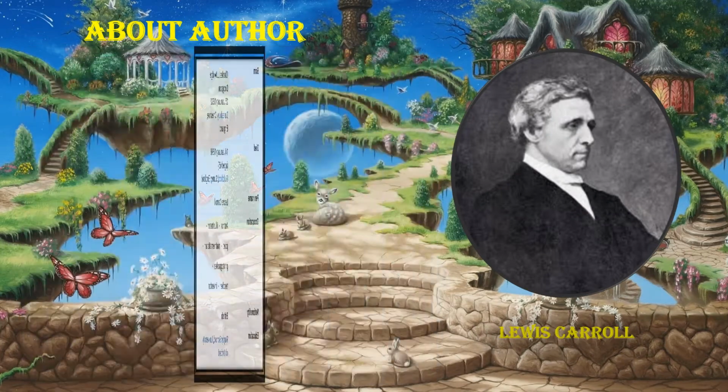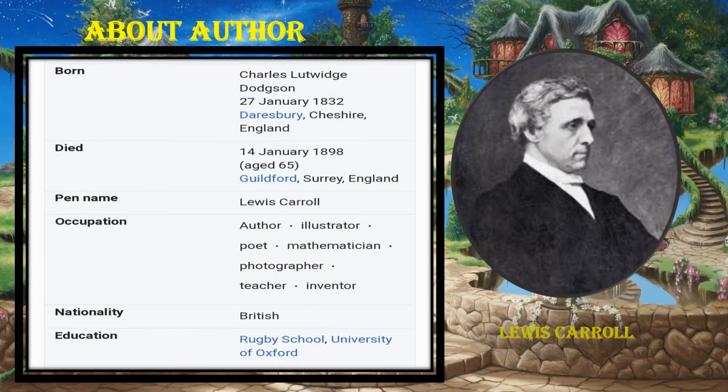Introduction about our author Lewis Carroll. Lewis Carroll's full name was Charles Ludwidge Dodgson. He was best known by his pen name Lewis Carroll. He was born on 27th January 1832 in England and died on 14th January 1898 at the age of 65.